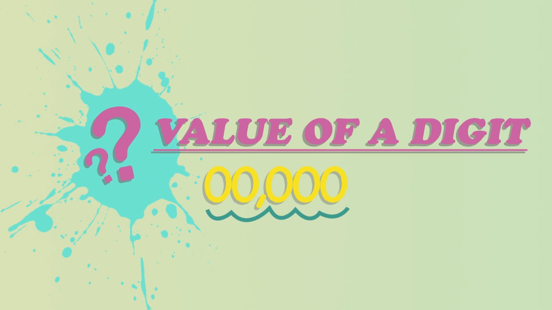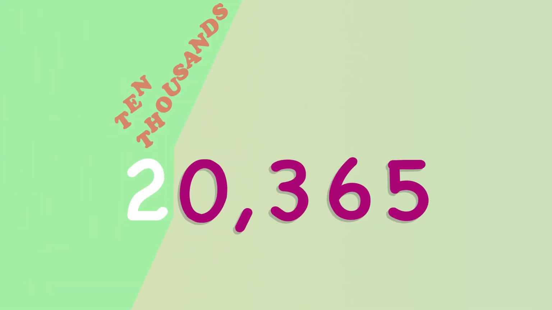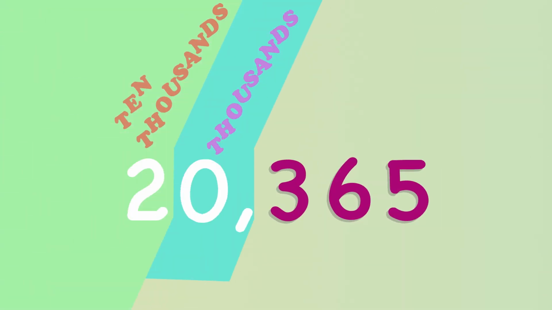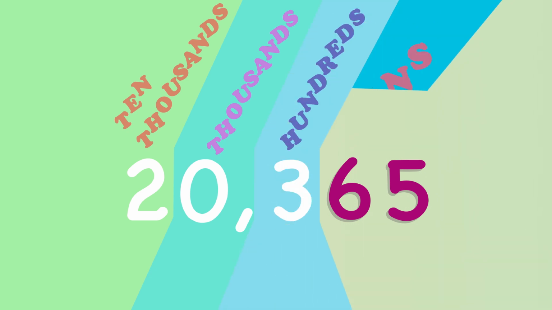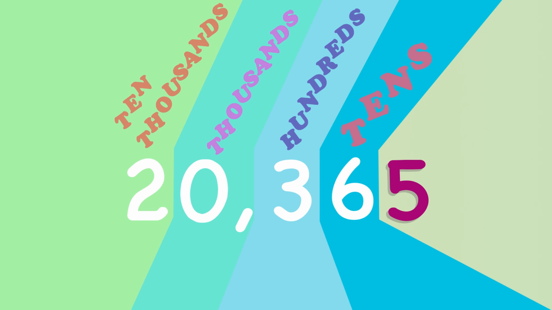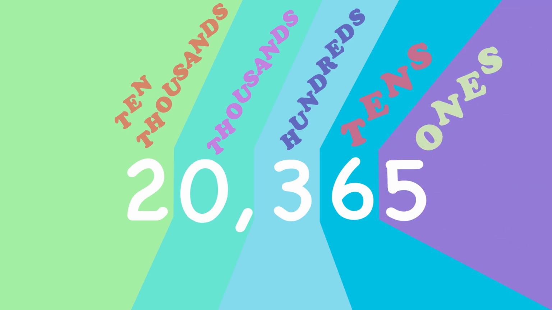Let's look at this example. 10,000, 10,000s. 1,000, thousands. 100, hundreds. 10, tens. The given number is 20,365. Determining the place value starts from the right. One-digit numbers are placed on the ones place. These are the first numbers from the right. In this example, it's the number 5. The value of 5 in the ones place is 5.